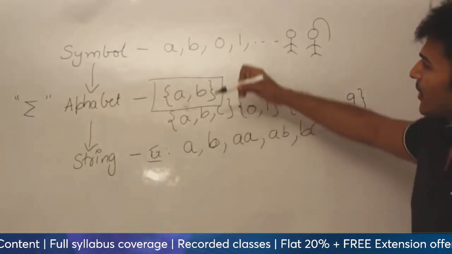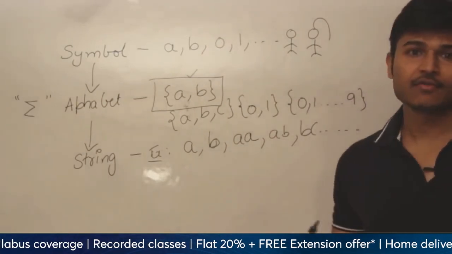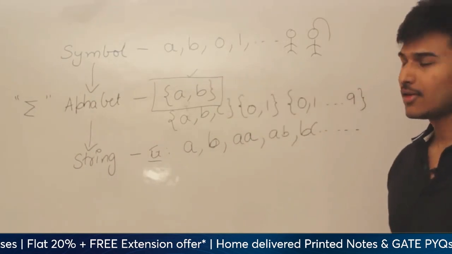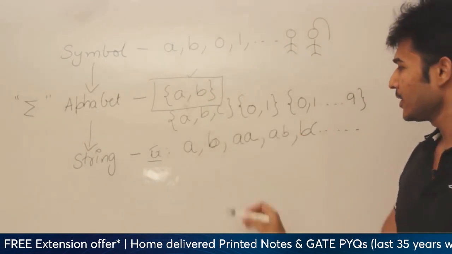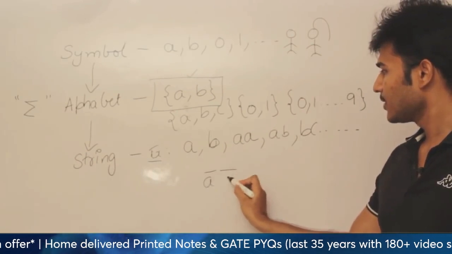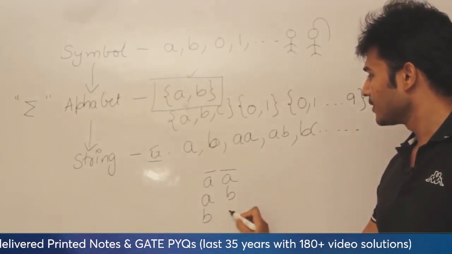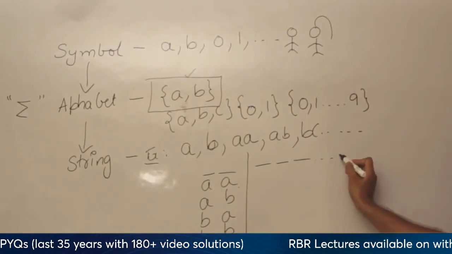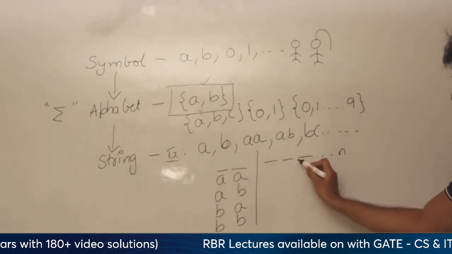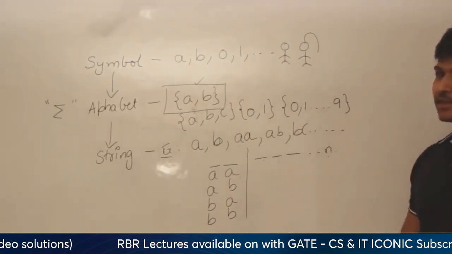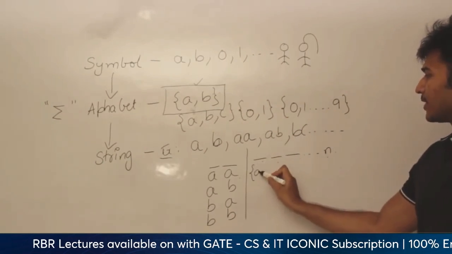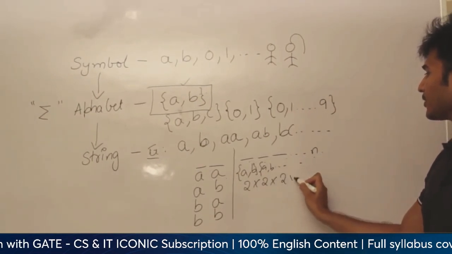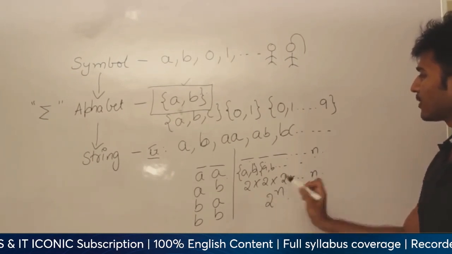So if you consider this alphabet, some of the interesting questions are, how many strings of length n are possible over this alphabet? How many strings of length 2 are possible over this alphabet? Length 2. Okay, so you can say AA, AB, BA, BB, which means 4. Now I am asking you, how many strings of length n are possible? We have n blank spaces and we have two options to fill in with, right? So what are the two options? Either A or B, either A or B, and so on, which means 2 into 2 into 2 into, and so on n times, which is 2 power n.